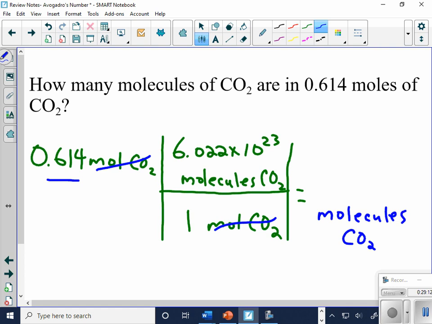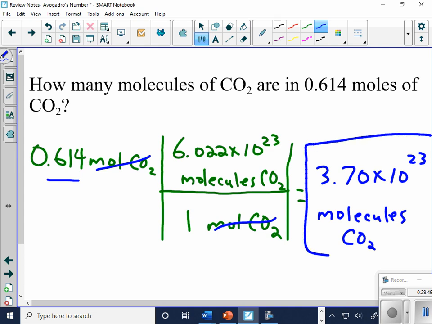I get my calculator, I type in my values, 0.614, I multiply that by Avogadro's number, and I come up with a value of, with 3 significant figures, 3.70 times 10 to the 23rd. That was just a little bit more than my ballpark value, so I'm in the range that I expected to be in.